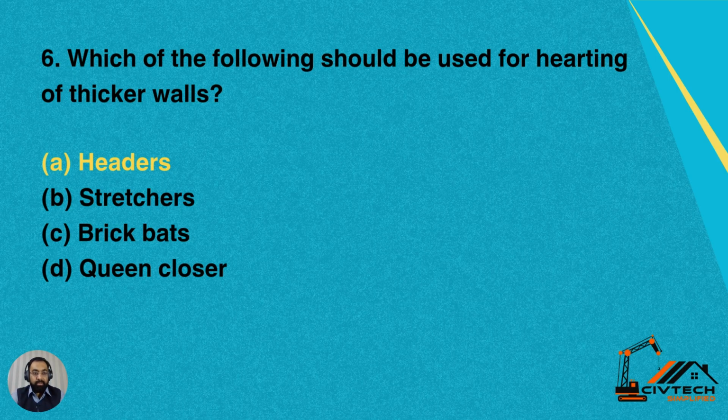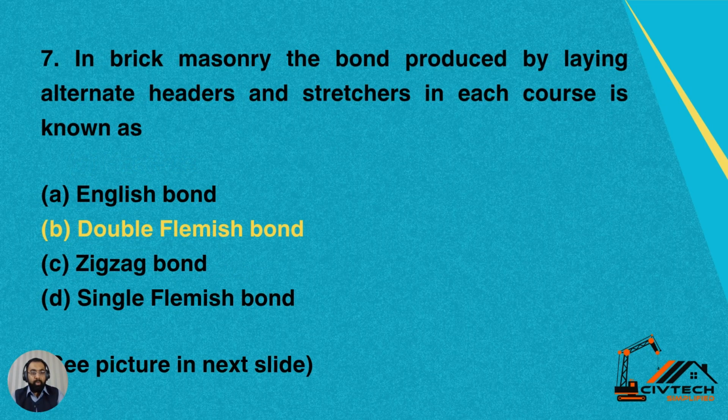Question number six: which of the following should be used for hearting of thicker walls? The options are A, headers, B, stretchers, C, brick bats, D, queen closers. So for hearting the thicker wall, headers are used. Option A is correct for this question.